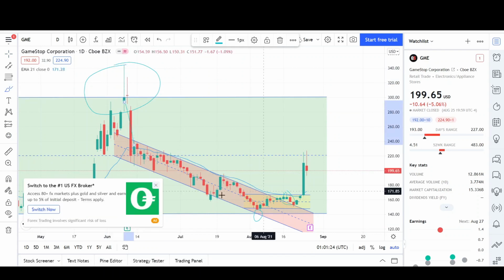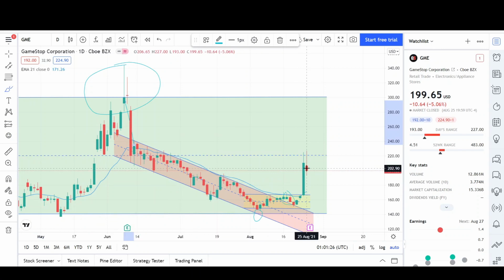Big red candle down. I don't know if we're going to get a big red candle down tomorrow or even within the week. It would make sense that some big news is coming because on August 27th it looks like is the earnings. So watch for some bad earnings or some big movements coming right back to the downside.